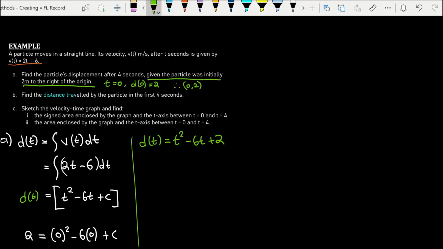And so if I want to find the distance traveled of the particle, what I'm going to need to do is consider the signed area. And when I'm doing this signed area business, I'm going to give myself a little sketch.